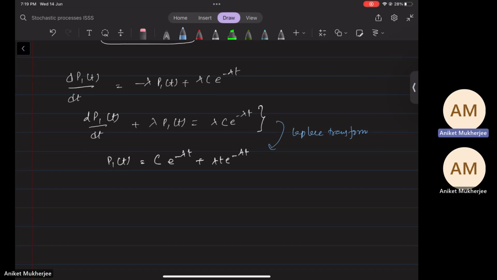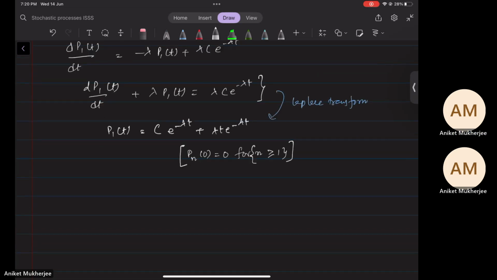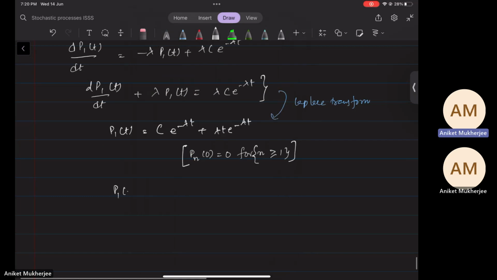Okay, now the boundary conditions here are Pn(0) equal to 0, since simultaneous multiple events can't occur together. That is an assumption for n greater than or equal to 1. Substituting that, you get P1(0) equal to C plus 0. Therefore C equal to 0. And then P1(t) you get as lambda t e to the power minus lambda t.